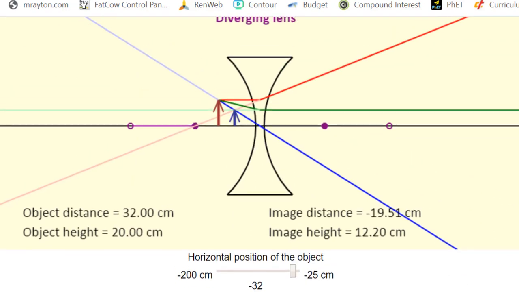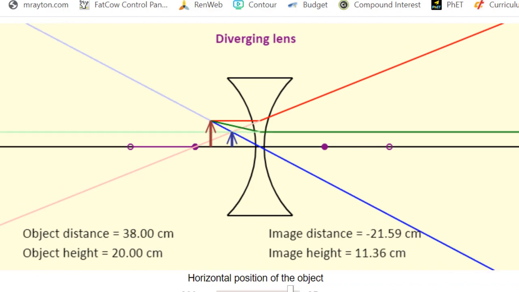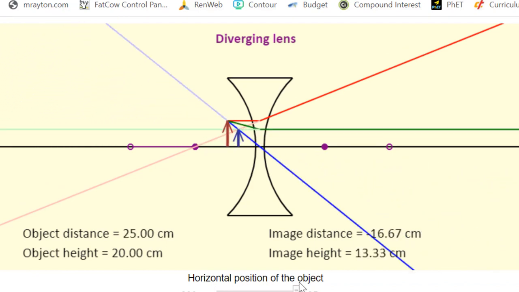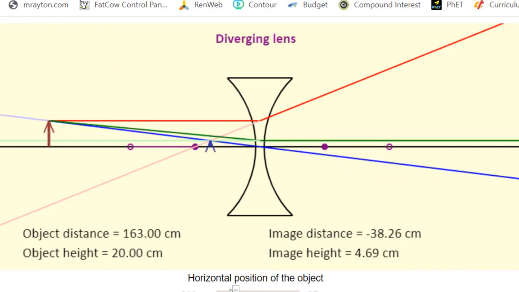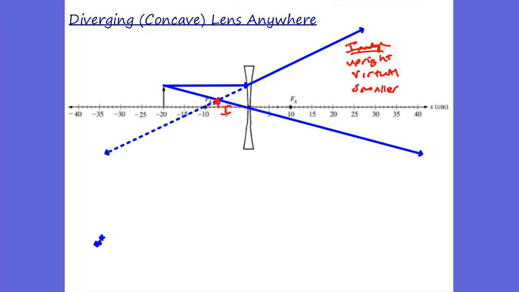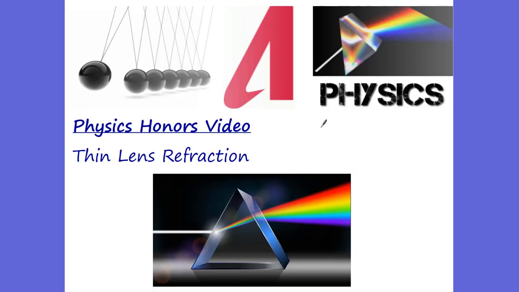You can see at a diverging lens, it doesn't matter where my object is. My image is always going to be smaller. It's always going to stay upright. And so you can see this right here. It's always going to be upright and smaller. So those were our ray diagrams for thin lens refraction.